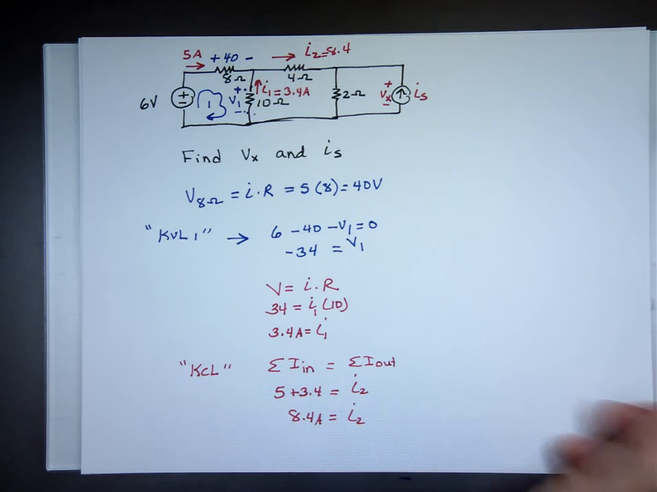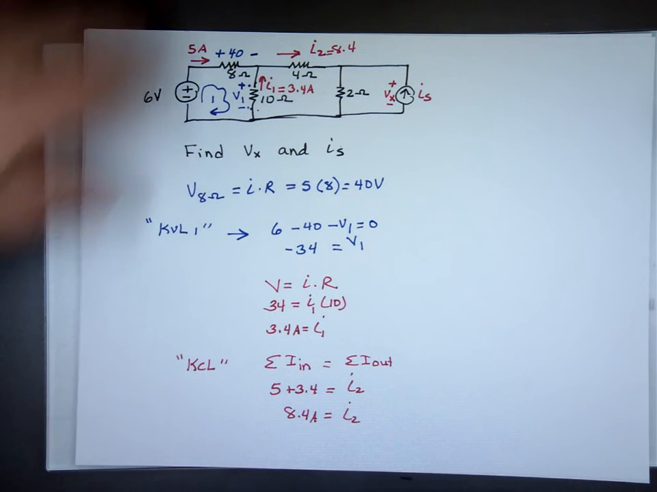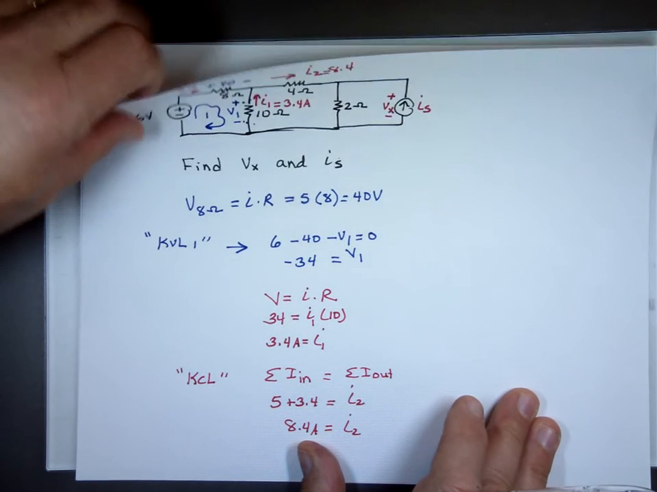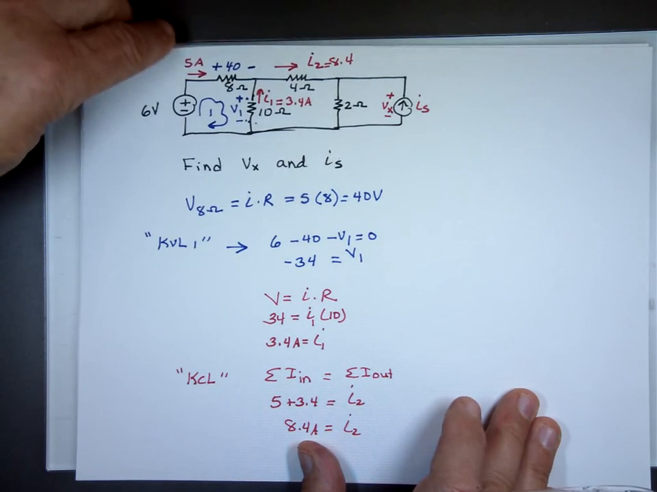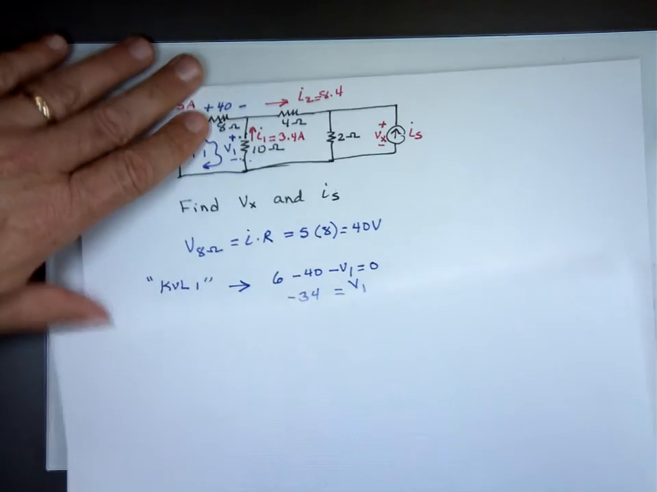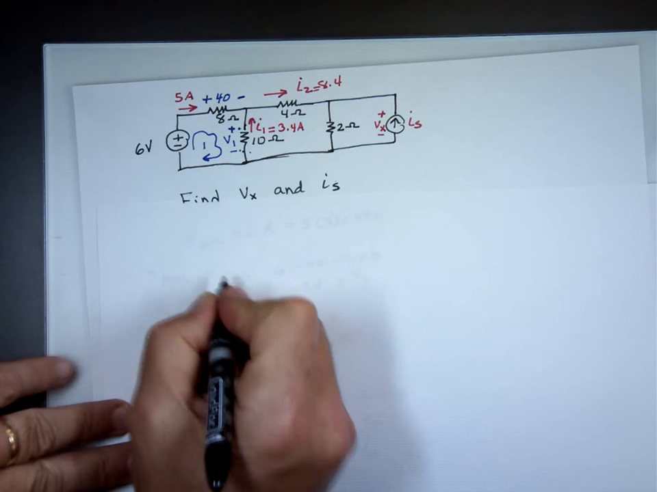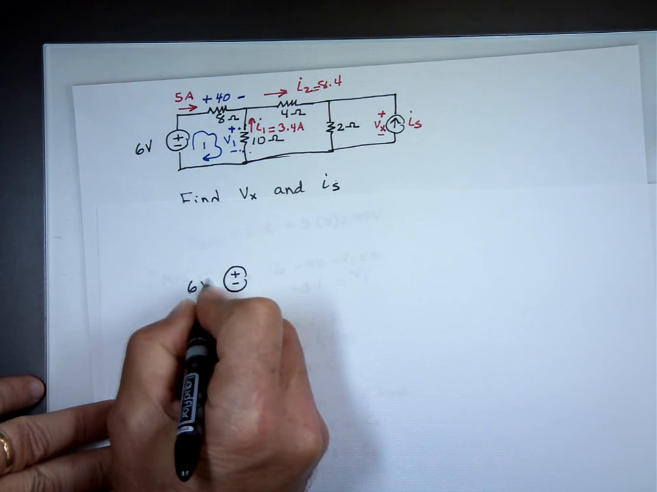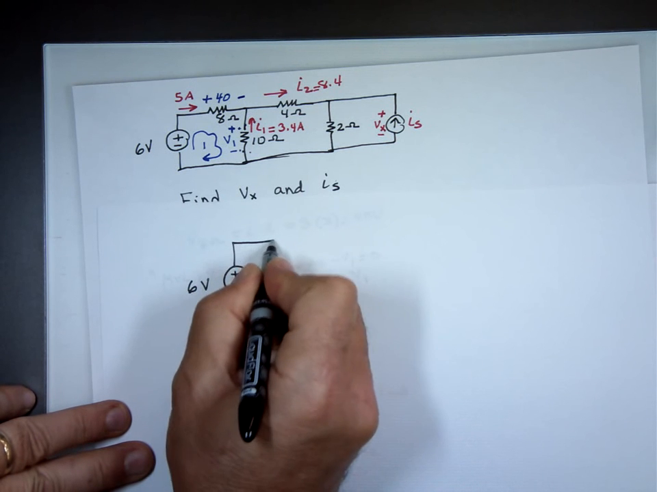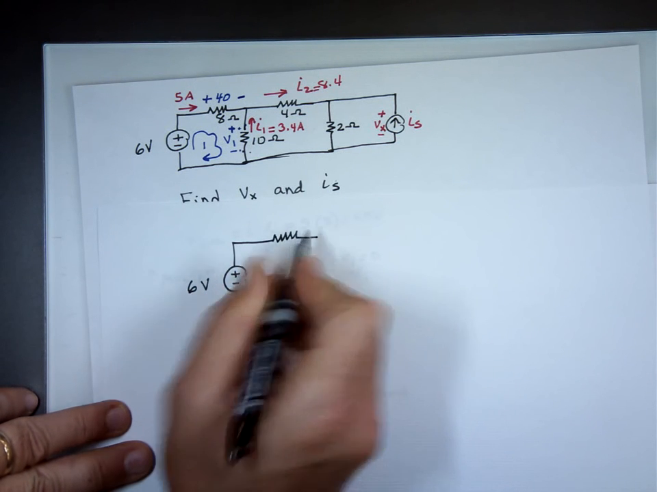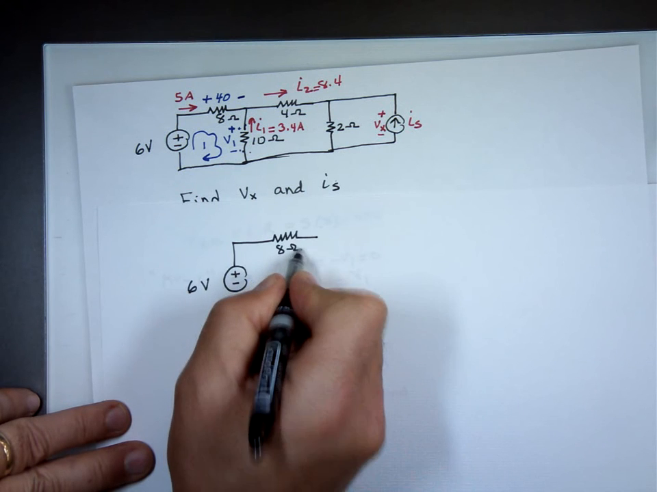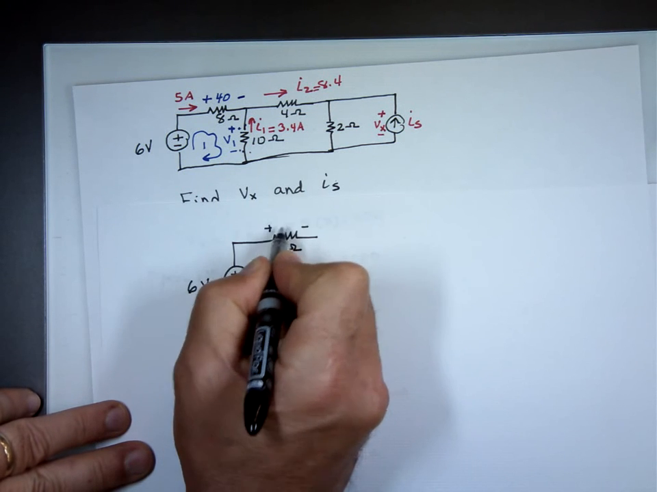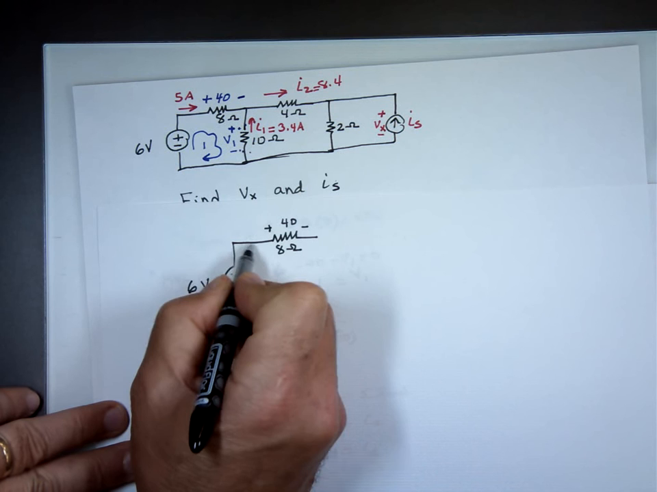Let me clean that circuit because it's getting messy. Redraw it and write everything that I know so far. This is what I know. 6 volts here. I got a resistor of 8 ohms. I got a voltage here of what? 40 volts. I got a current in this direction of what? 5 amps.